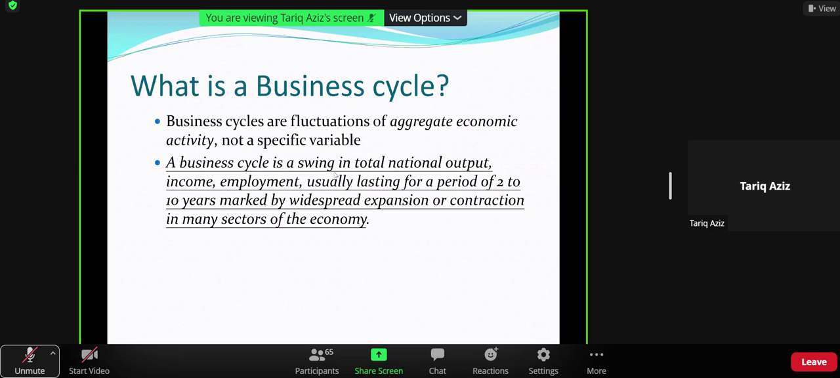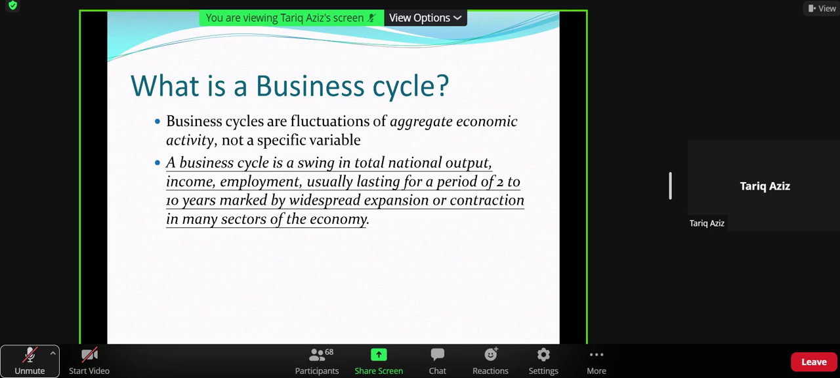So a business cycle is a swing in total national output, income, employment. So these are aggregate economic variables. National output means how much goods and services have been manufactured in a particular year or in a particular quarter or month, whatever is the frequency of the data. So national output means the value, in terms of rupees, of the goods and services manufactured in a particular economy. Similarly, income is the aggregate income of all individuals and institutions in an economy. Similarly, employment: how many people are employed, and what is the unemployment rate. So these things are used to identify the business cycle.